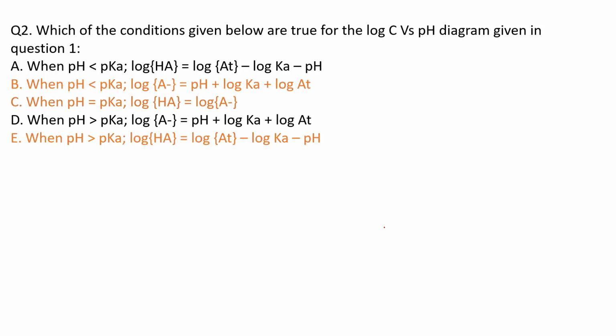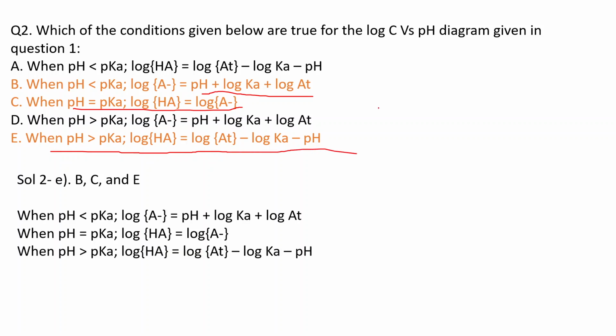We'll see the solution now. So options B, C and E are correct. When pH is equal to pKa, log Ac minus is equal to log Ka plus log AT minus pH, that is A total. When pH is equal to pKa, as we have seen in the previous problem as well, log HA is equal to log A negative. When pH is greater than pKa, log HA is equal to log AT minus log Ka minus pH. So this is the solution. Please go through it once again, and in case of any doubt, you can ask me. Please have a look and note it down properly so that we can move forward.